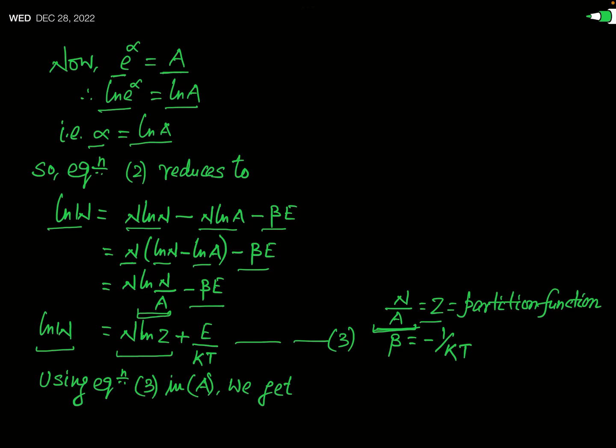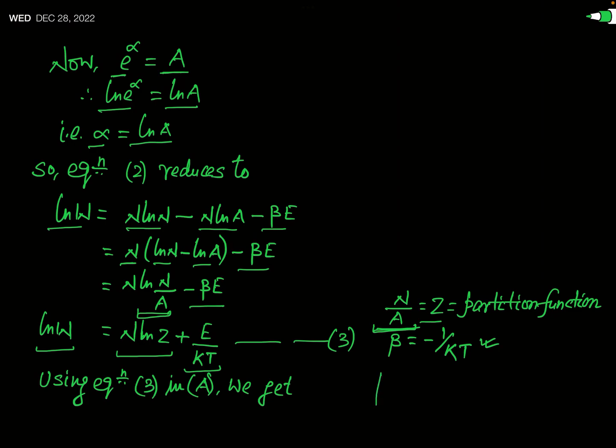So log W you can see is equal to n log Z plus E by kT. Why plus E by kT? Because you know beta is equal to minus 1 by kT, so this second term will become E by kT. So this is the expression for log W in terms of partition function Z.